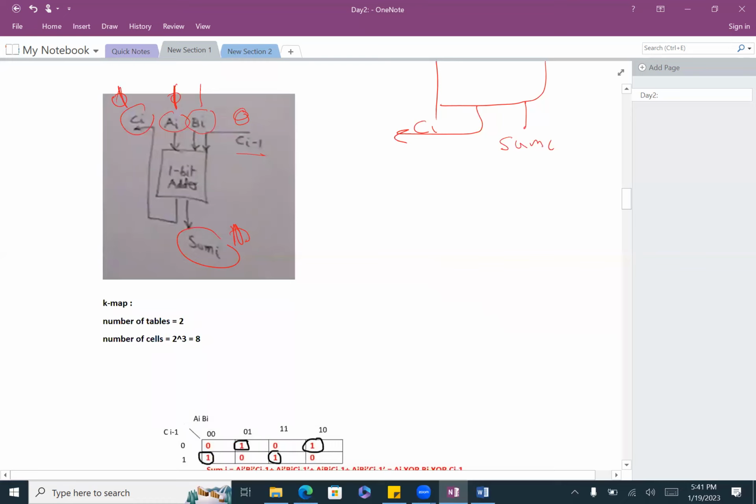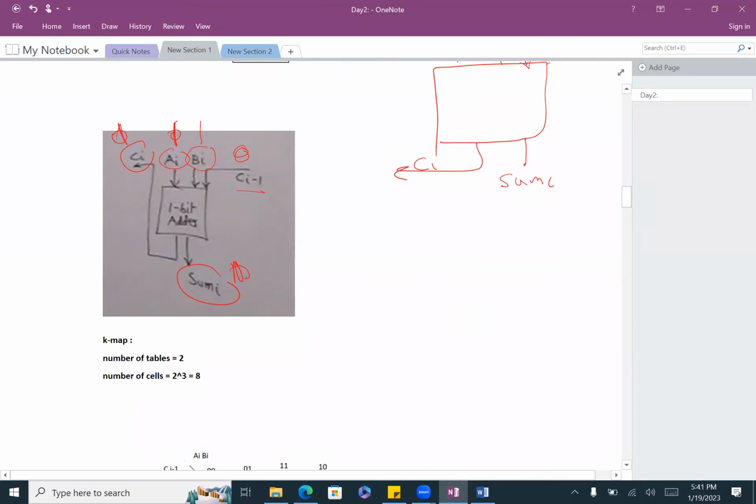Now let's do the design for this circuit. It's a really simple circuit. All right. How many inputs do we have? Correct, 3 inputs. What's the size of the table? I'm sorry, 8, because it's 2 to the power 3. So an 8-cell table. How many tables do we need? We need 2 because we'll have 2 outputs.